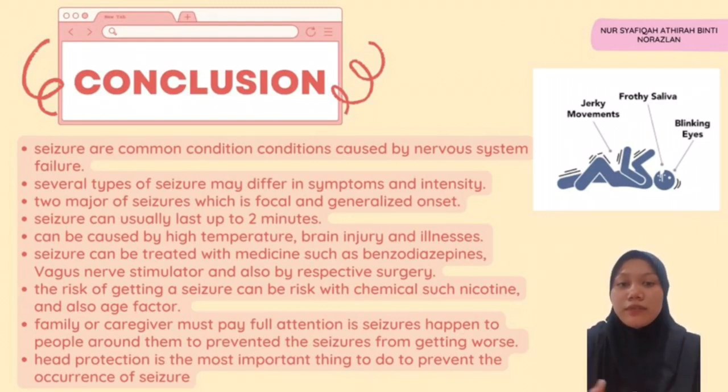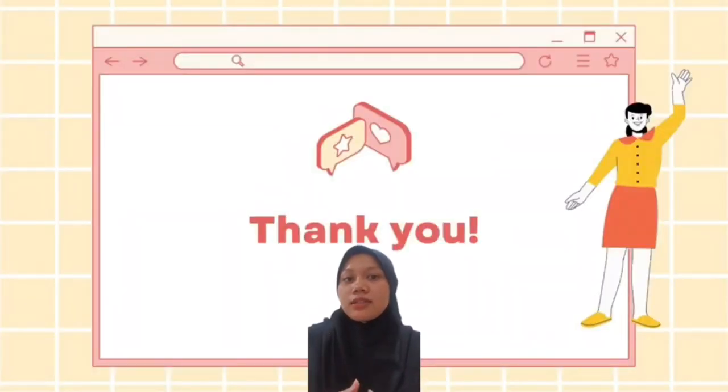Family or caregivers must pay full attention if a seizure happens to people around them to prevent the seizure from getting worse. Besides, head protection is the most important thing that we need to do to prevent the occurrence of seizure in a person.